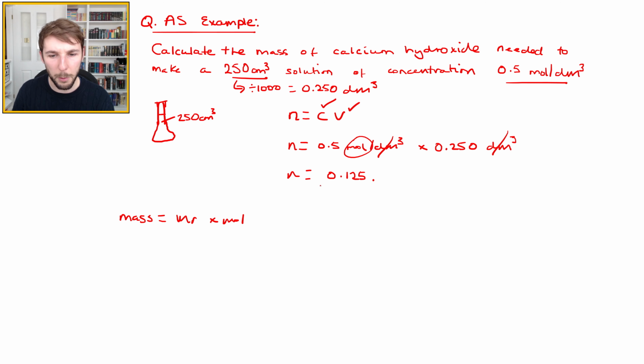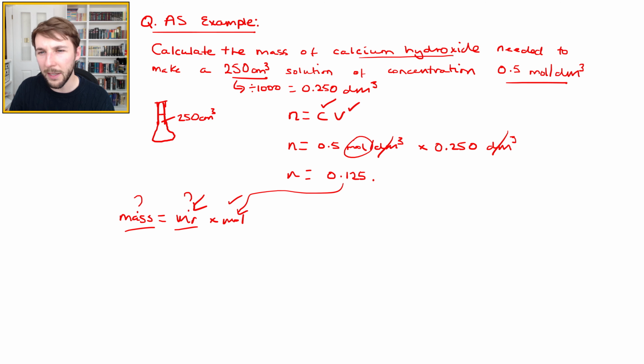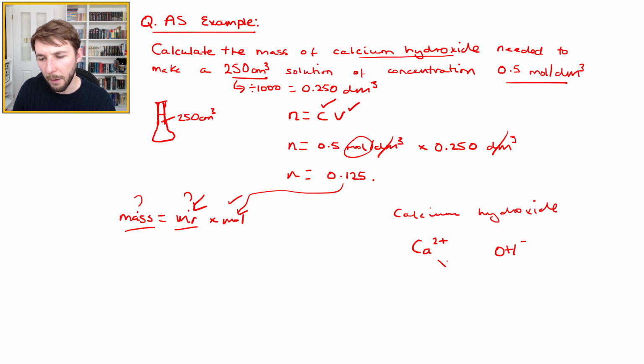We've got the number of moles, which was here, so that's good. We don't have an Mr yet, so we've got to work that out in order for us to work out the mass. So we're given the name calcium hydroxide. I'll just write it over here to make it easier. Calcium hydroxide. So a little bit like the previous example, calcium is a 2+ ion because it's in group 2. Hydroxide is a compound ion with a single minus charge. Therefore, the formula of calcium hydroxide will be Ca(OH)2.